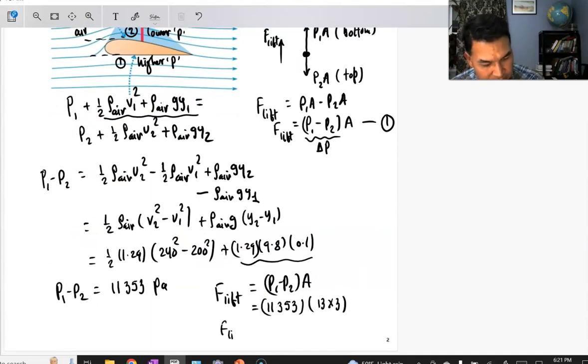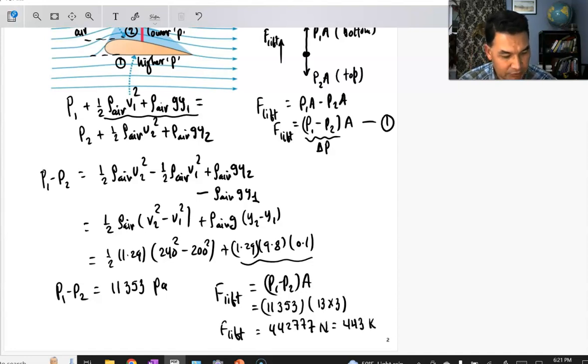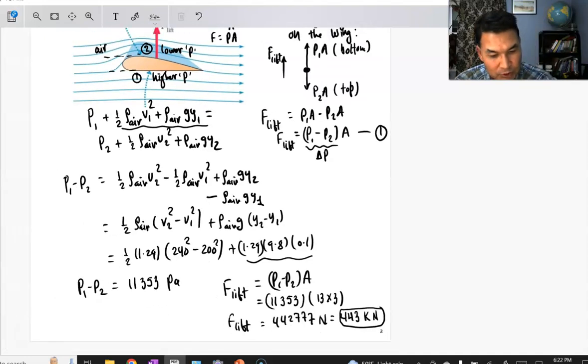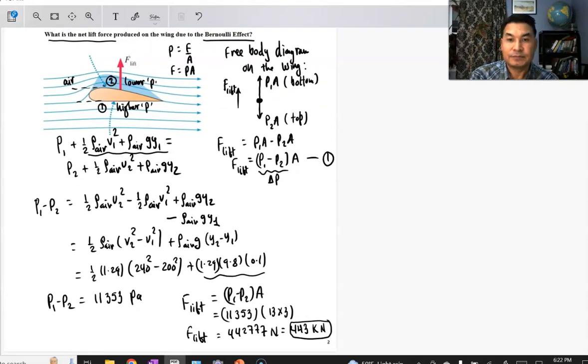So here you go, this is the lift produced on the wing, and that gives me a big number, 442,777. So what should be the unit of force? The standard unit of force is newtons, of course. So you can say it is about 443 kilonewtons. That much lift force will be generated because of this fluid dynamics, this design.